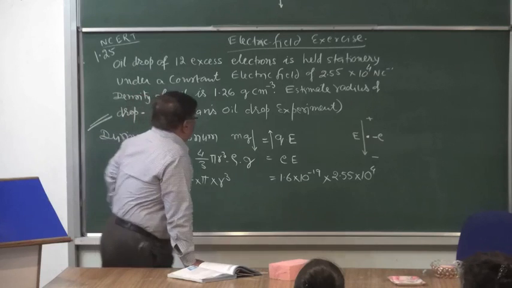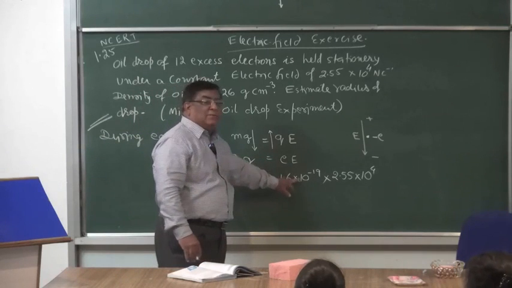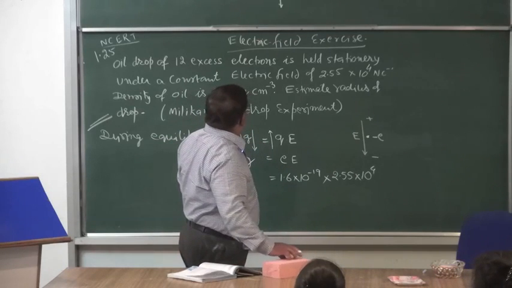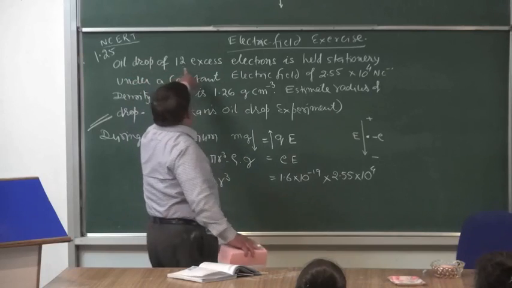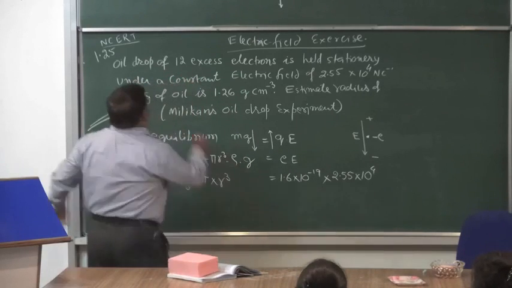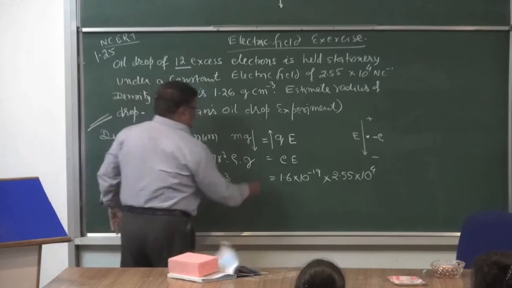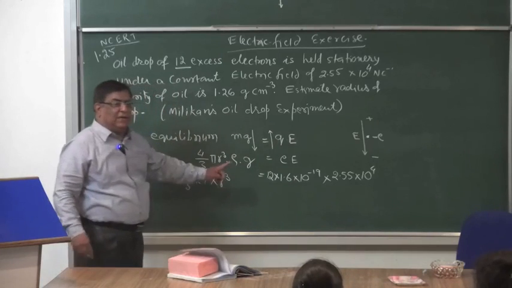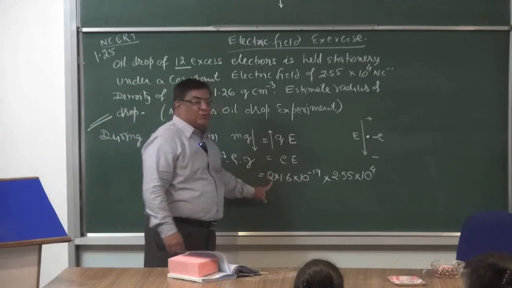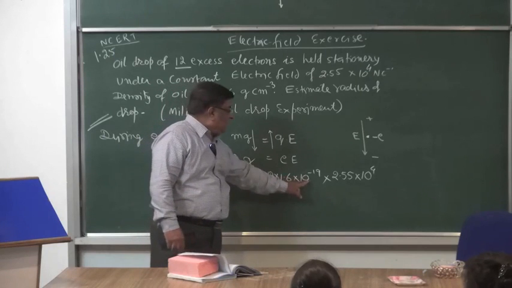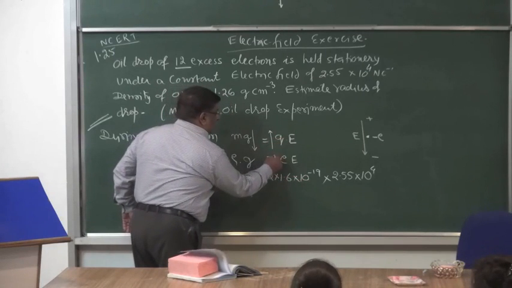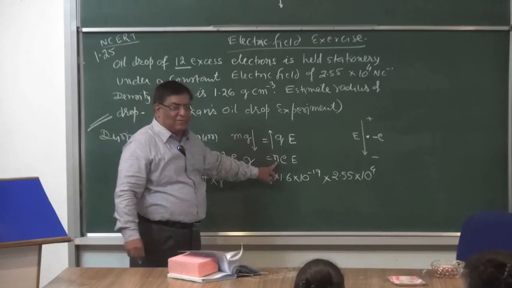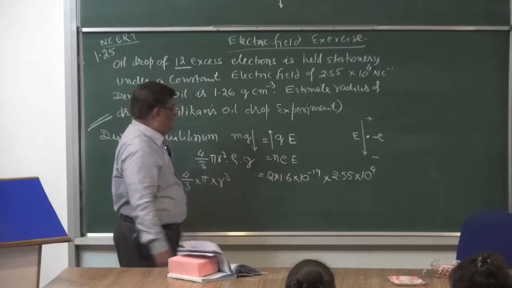The electric field and e both are known. The oil drop has 12, okay, I forgot it, you are right, 12 excess electrons. One electron has this much charge, so we should do it for 12 electrons. So this is the charge Q. Q is equal to Ne, where N is 12 and e is this much. Clear?